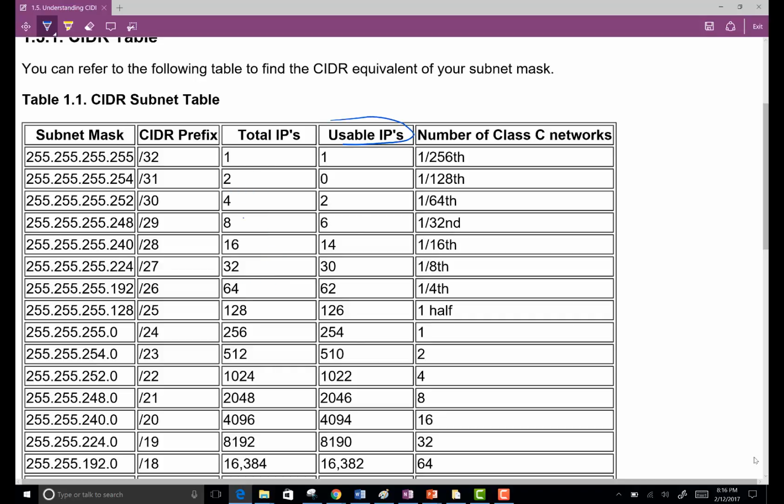To get usable IPs, we subtract from total IPs. For the first row, the total IPs and the usable IPs are 1. And then we subtract 2 every time. 2 minus 2 equals 0. 4 minus 2 equals 2. 8 minus 2 equals 6. 16 minus 2 equals 14. 32 minus 2 equals 30, and so on.